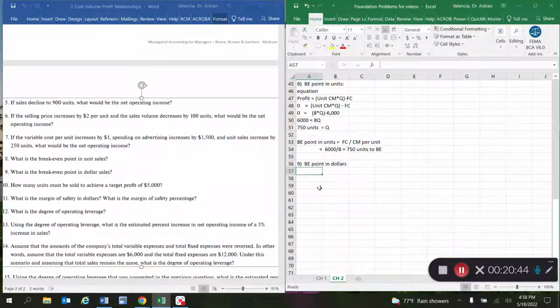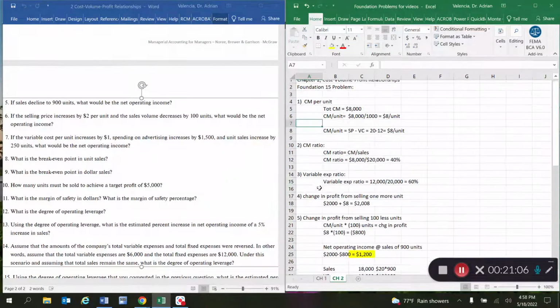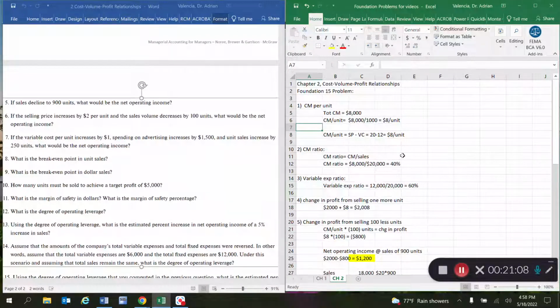If we use the equation, then we have in that equation, same thing, profit equals contribution margin ratio times sales minus fixed costs or fixed expenses. So from the original computations, we figured out that the contribution margin ratio is 40%. So let's see how we use that 40%.